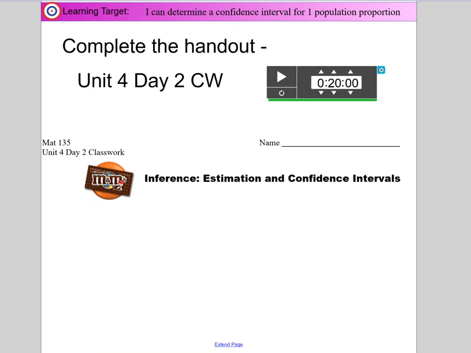Okay, so hopefully at this point you've tried the Unit 4 Day 2 classwork. If you weren't in class with us and you have a bag of M&Ms or a bag of Skittles, I highly suggest doing this classwork as it's a good introduction to confidence intervals and what we'll be doing going forward. But if you have finished this activity, that's just a good summarization of what we're going to see coming in this unit.